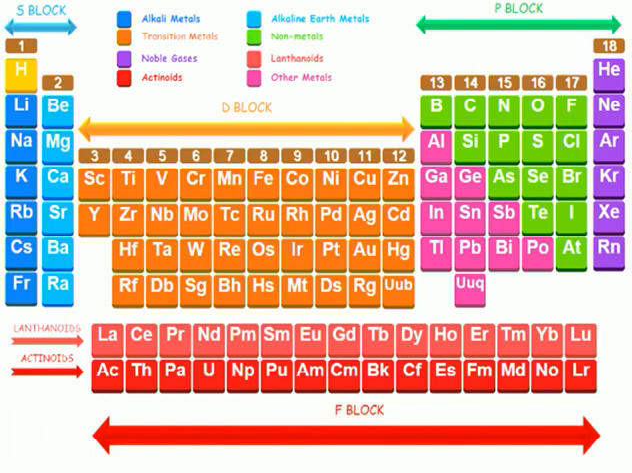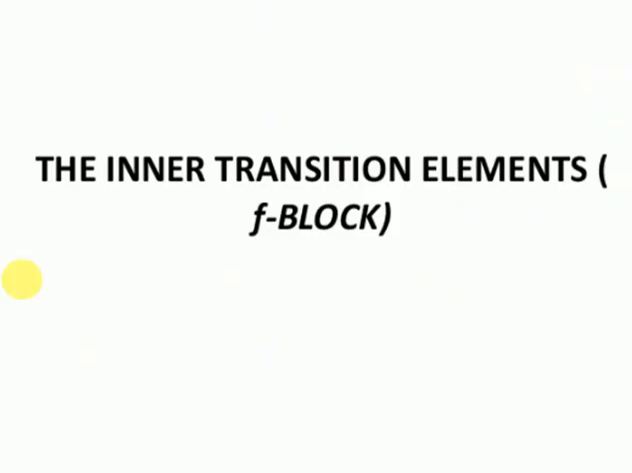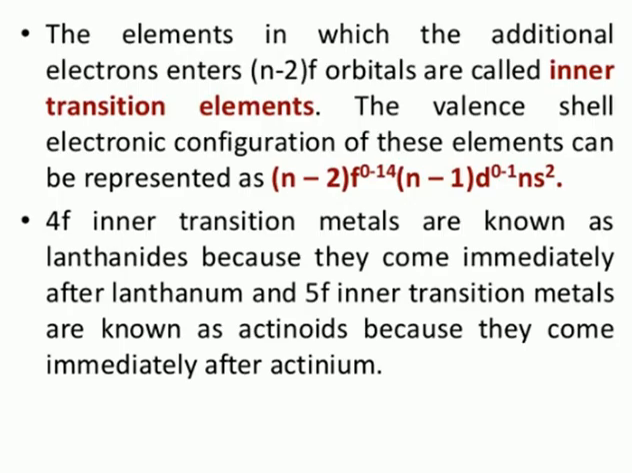So look at this. What is the F block? F block elements are also called inert transition metals, or inner transition elements only. Why are they called inner transition metals? Because we consider the last differentiating electron going into the inner shell, the n-2 F orbital only. The differentiating electron goes into the n-2 F orbital. So this is called the inner transition elements only.